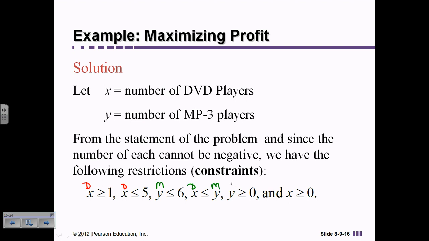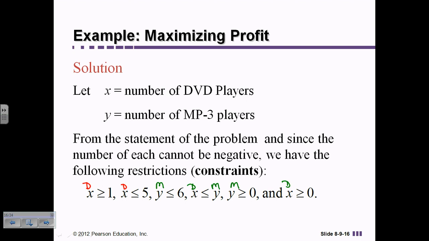Now, you can't have a negative number of either of these. You can't manufacture a negative number. You could manufacture 0, but you can't manufacture a negative number. So the number of MP3 players has to be bigger than 0, and the number of DVD players has to be bigger than 0.